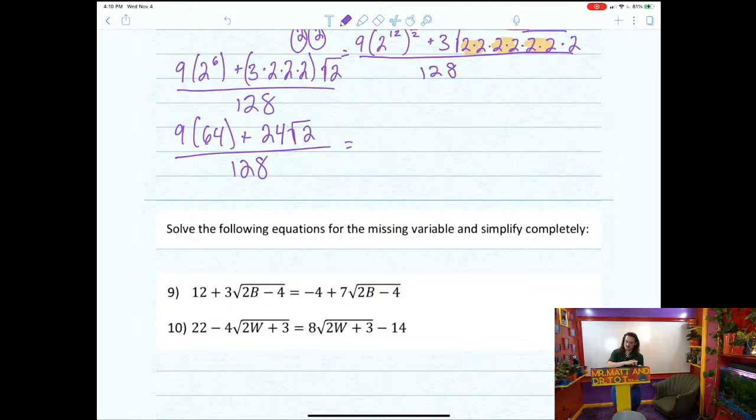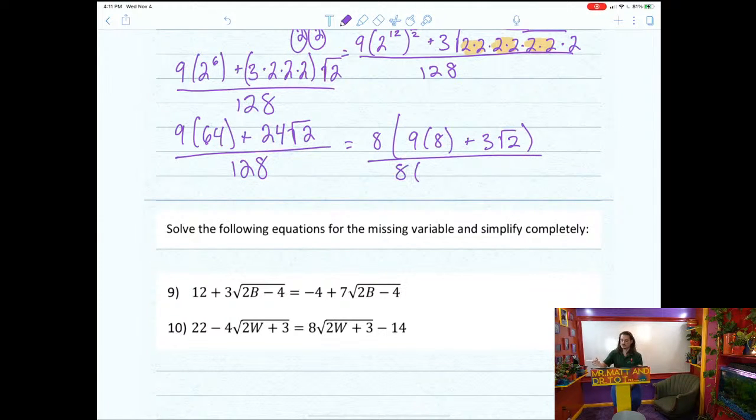64. Well, actually, we have 8. 128 divided by 8 is 16. So we can pull an 8 out of all of this. So this would be 9 times 8 plus 3 root 2 over 8 times 16. And the 8s would cancel.